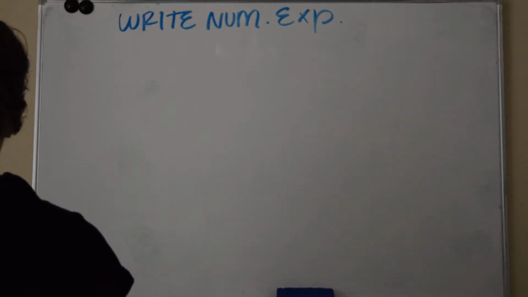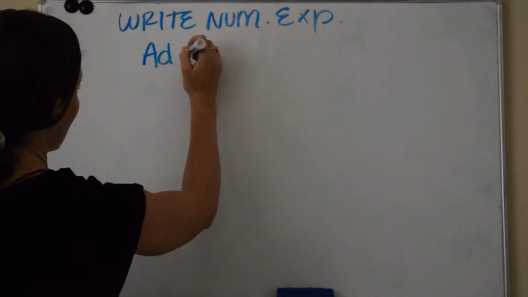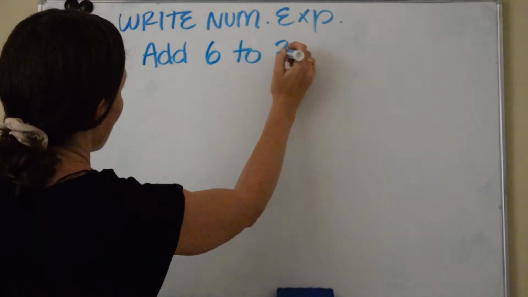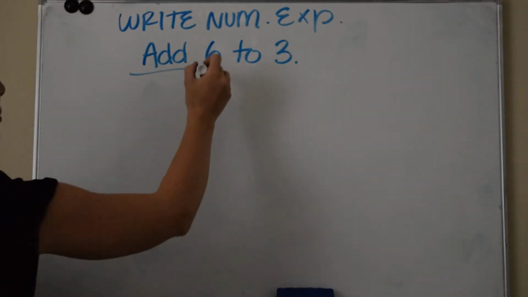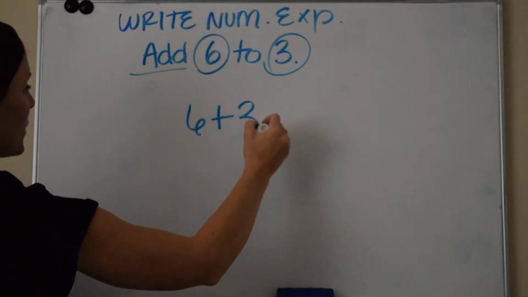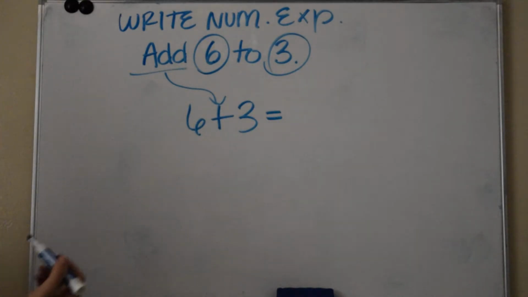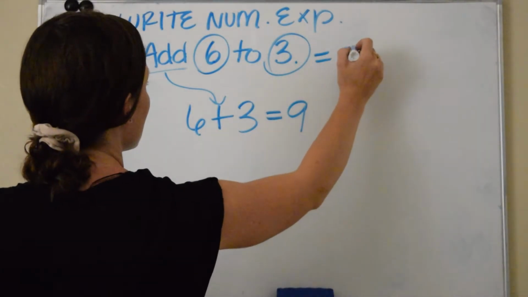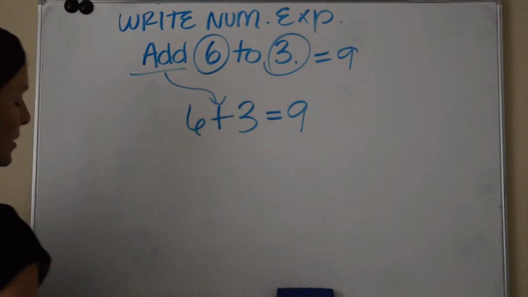Let's say we're going to start really basic: add 6 to 3. So, first things first, always underline the operations. I just have add, and then circle the numbers. I have a 6 and a 3. So they want me to add 6 to a 3. That would look like this, 6 plus 3. There's my operation and there are my two numbers. And then I'm going to solve it. 6 plus 3 is 9, so the answer to this is 9. Now notice I wrote the numerical expression using numbers and then solved it.